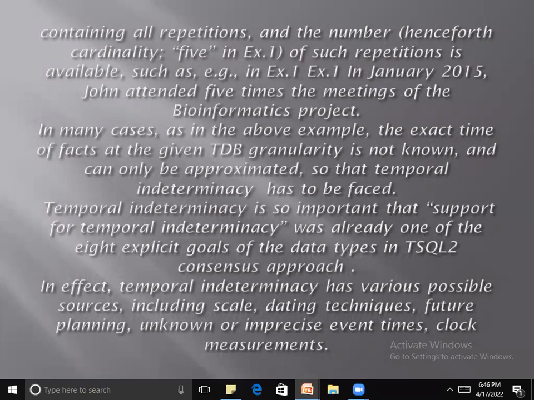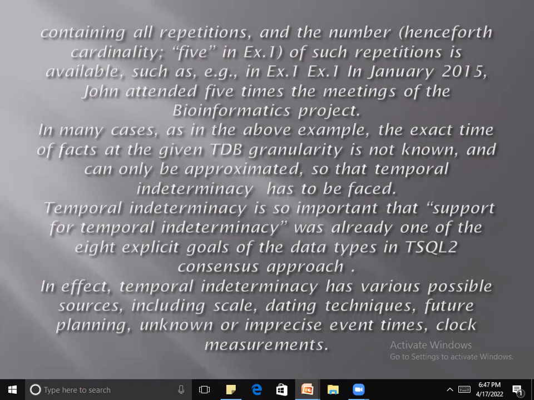In many cases, as in the above example, the exact time of facts at the given DB granularity is not known and can only be approximated, so that temporal indeterminacy has to be faced. Temporal indeterminacy is so important that support for temporal indeterminacy was already one of the 8 explicit goals of the data types in the TSQL2 consensus approach.